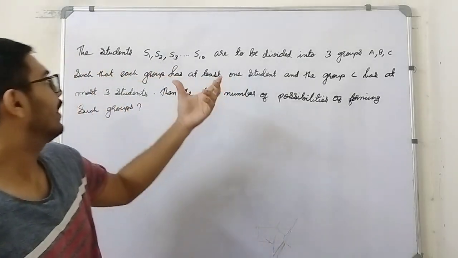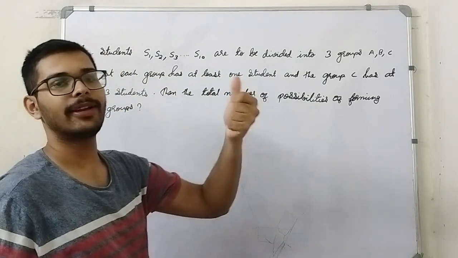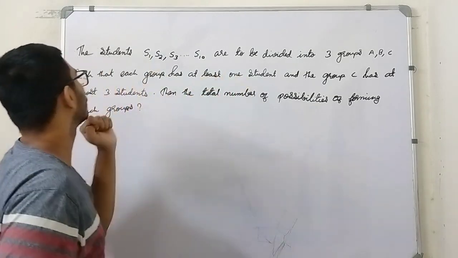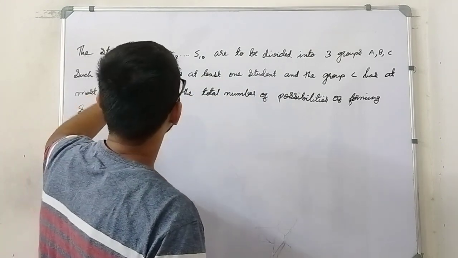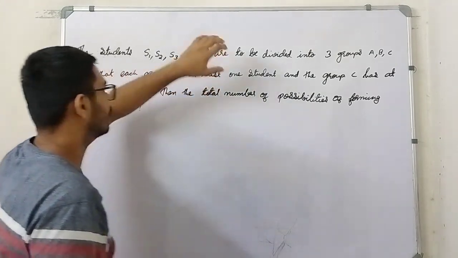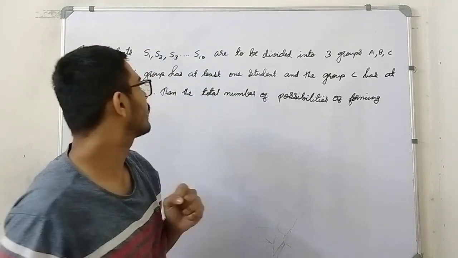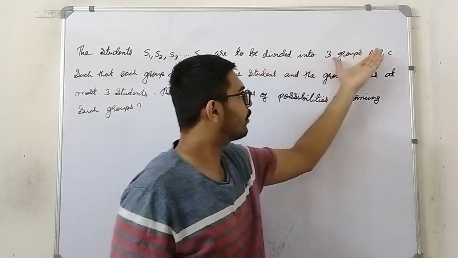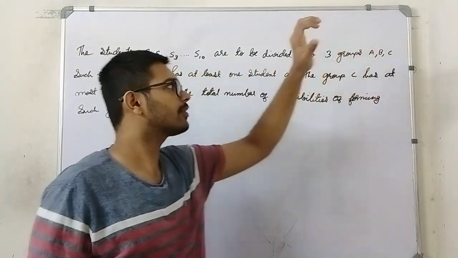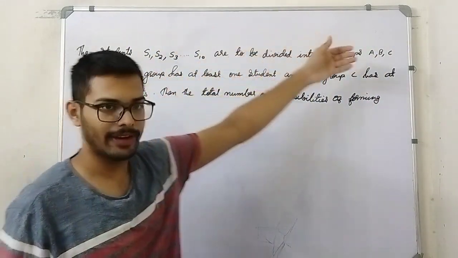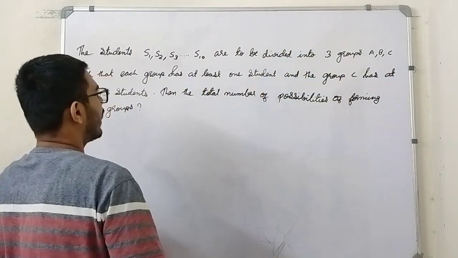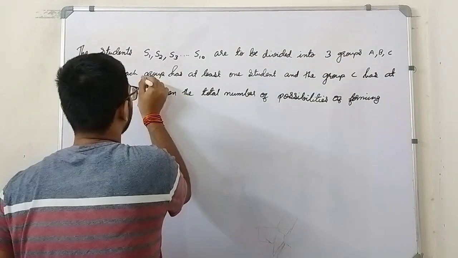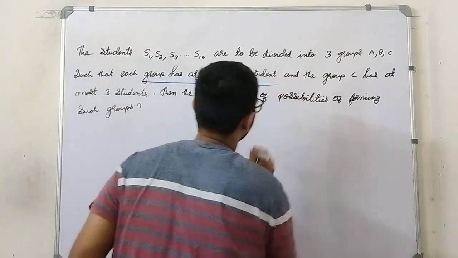Today we will be solving a question from permutations and combinations. We can look at the question. The students S1, S2, S3, up to S10, which means we have 10 students, are to be divided into 3 groups A, B and C. So the 10 students have to be divided into 3 different groups such that each group has at least one student. So the condition is no group shall be empty.